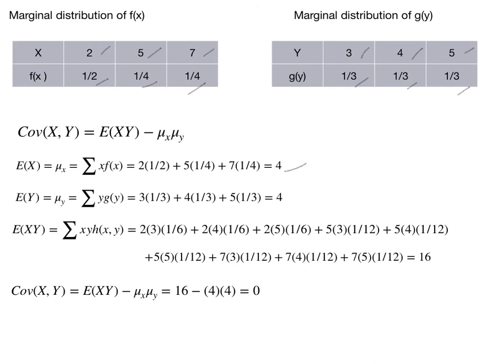Now the expectation E of xy is equal to summation xy h of x comma y. For this, we have to go to the joint probability distribution given in the example. There, consider the first x value, that is 2, times the first y value, that is 3, times the first value of the table, that is 1 by 6, plus the first x value times the second y value times the second value of the table. Similarly, 2 into 5 into 1 by 6, plus 5 into 3 into 1 by 12, plus 5 into 4 into 1 by 12, and so on with all the values gives you 16. So, the covariance is given by E of xy minus mu x mu y, that's equal to 16 minus 4 into 4, which is equal to 0. So, this is the value of the covariance.